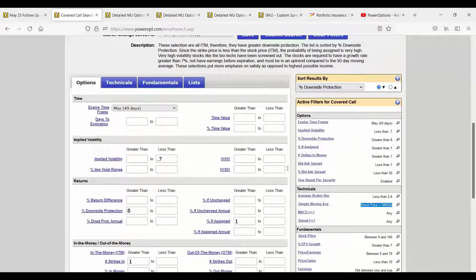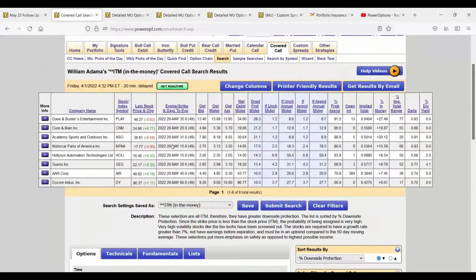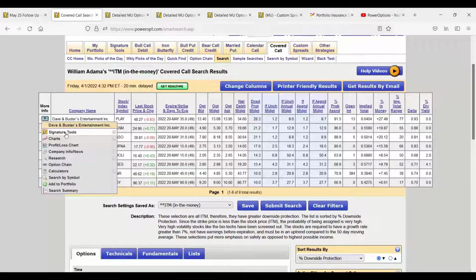But he was reviewing the criteria, and he says, well, I don't understand it. If I'm looking for a stock that's above the 50-day moving average, why am I seeing stocks that are down today? And that's not really related. It could be down today, of course, and still be above its 50-day moving average. So let's take a look at Dave & Buster's here. It's down 83 cents. It's in the results because it's above its 50-day moving average.